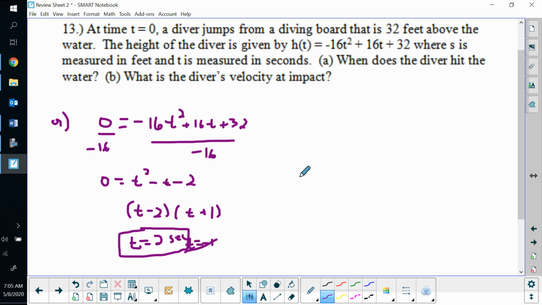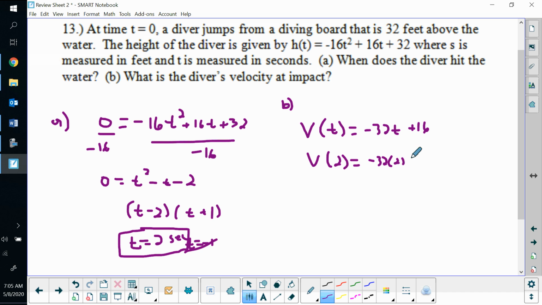Next, we want to know the diver's velocity at impact. Well, what we just found a second ago was the time of impact. If we know the time of impact, we can then find the velocity at impact by just subbing this time into the velocity function. Well, velocity is just the derivative of height. So we'll have -32t plus 16. We can find v of 2.